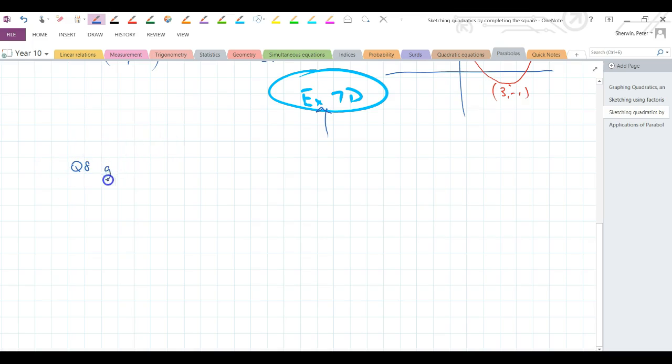I'll do question 8G. What we're asked to do here is we've got a quadratic equation, y equals x squared plus 8x plus 7. We're asked to sketch the graphs by completing the square, and label the turning points and the intercepts, righto? So we're going to complete the square. We've been asked to do that, so let's go and do that.